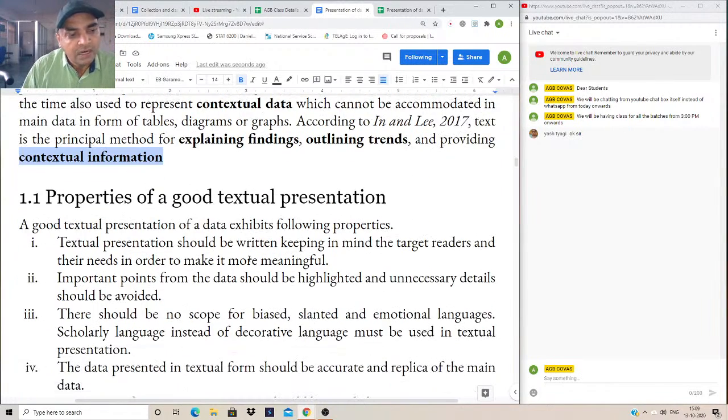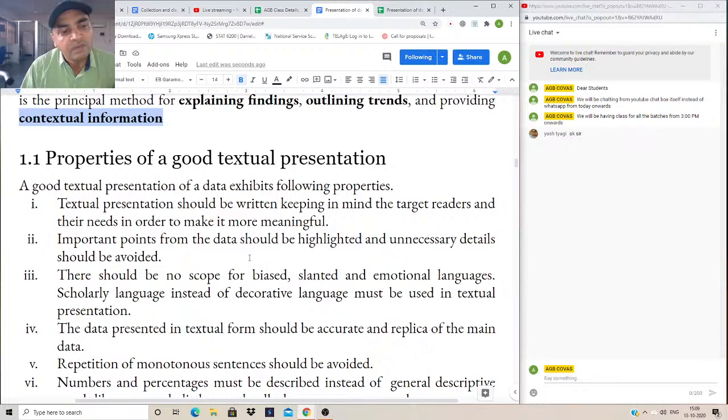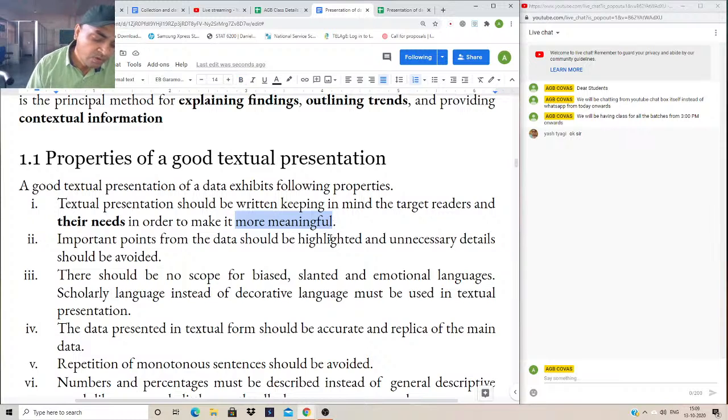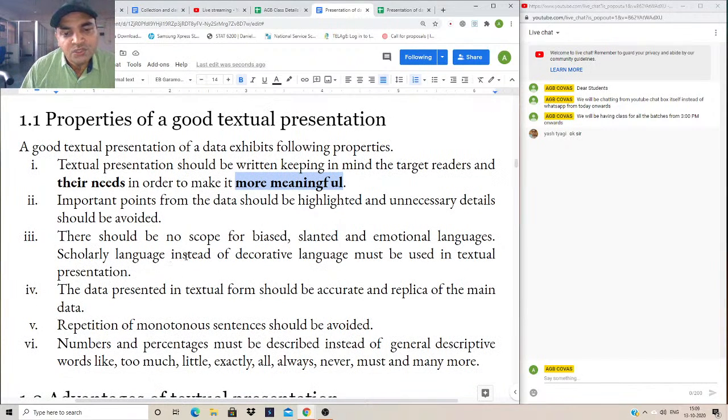Now we will learn about the properties of a good textual presentation. Textual presentation should be written keeping in mind the target readers and their needs. Accordingly, the text should be written according to the needs of the reader in order to make it more meaningful. Ultimately, the aim of your textual presentation should be to make the data more meaningful and fulfill the needs of the reader. Now, important points from the data should be highlighted.